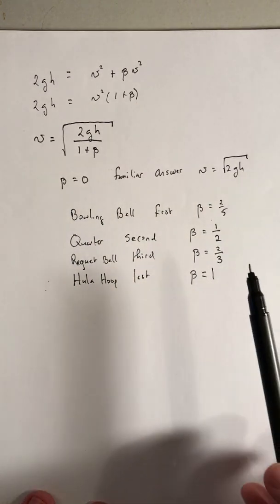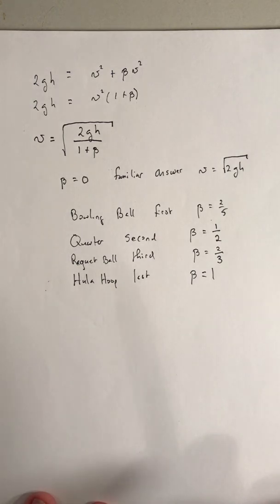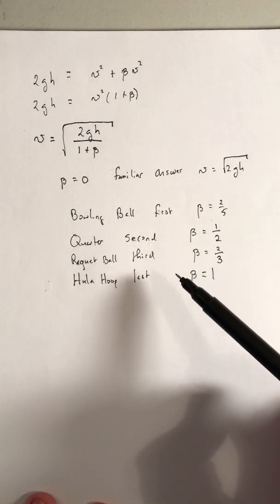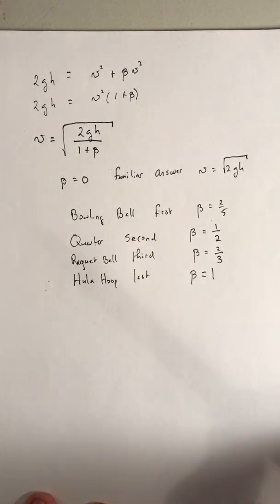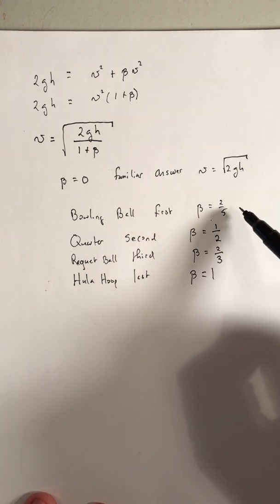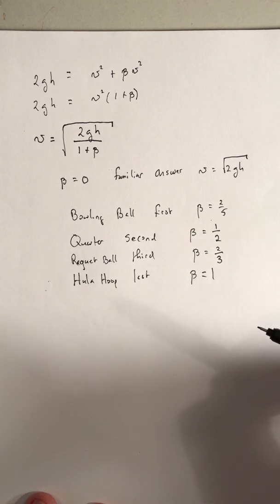So mass of the object doesn't matter, radius of the object doesn't matter, but how the mass in the object is distributed does matter. So if you have more of the mass along the rotation axis, so it makes a smaller contribution to the rotational inertia, it will be quicker rolling down an inclined plane.